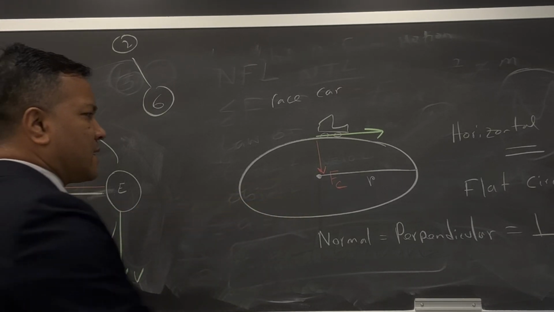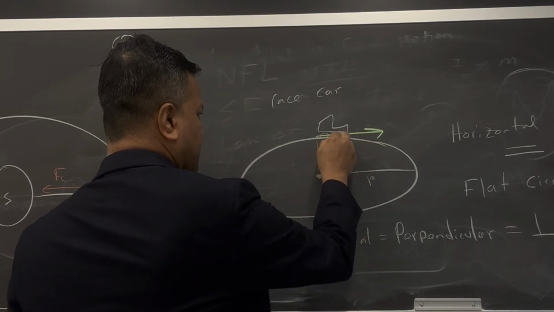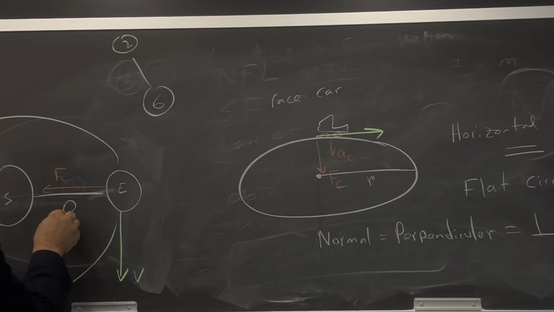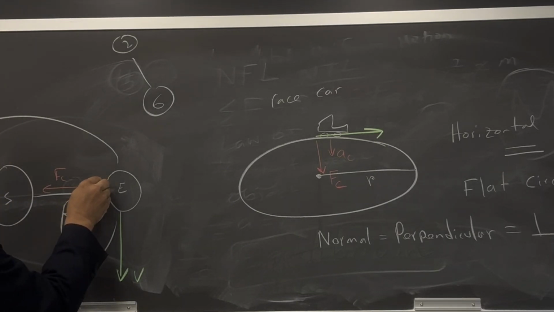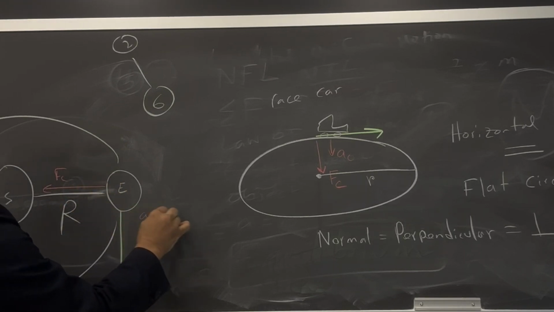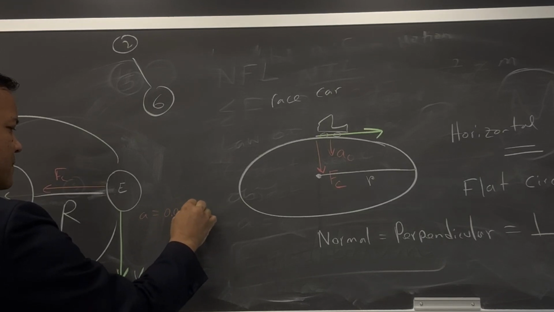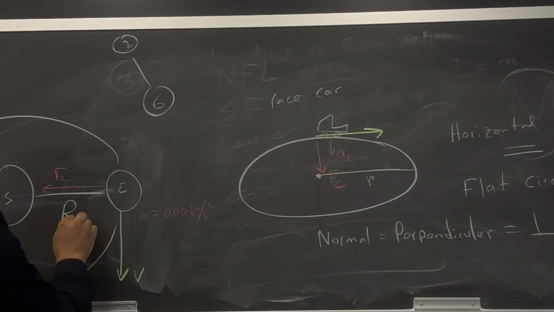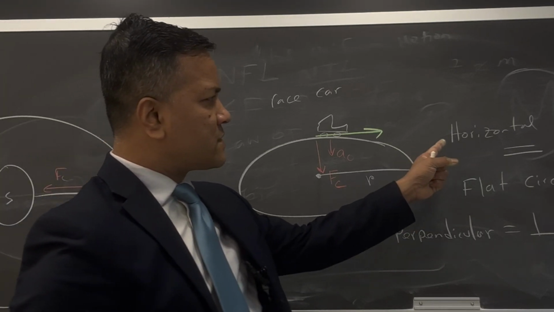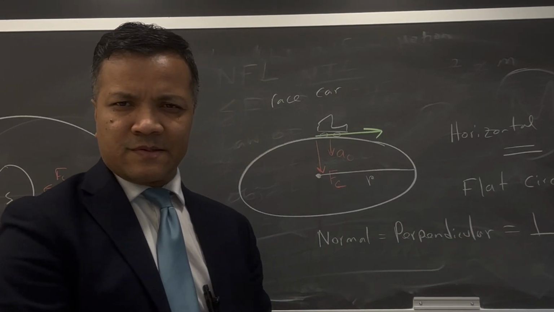However, if small r causes big acceleration, big R causes almost no acceleration. In fact, the acceleration is almost zero, because this R is big. Hopefully you understand the horizontal circular path and the flat circular path, the differences between these two.